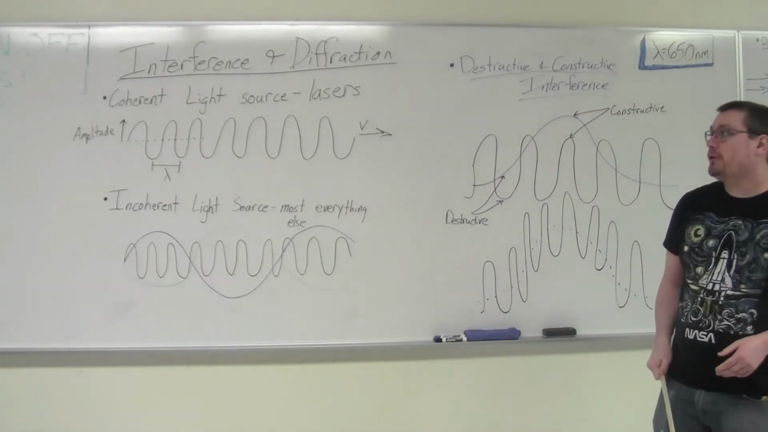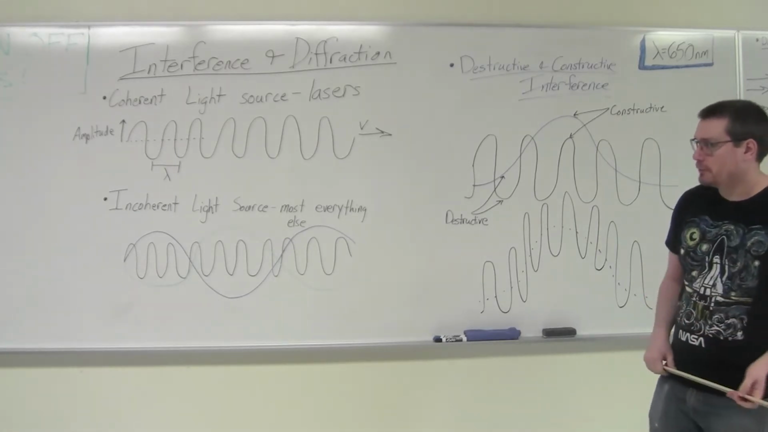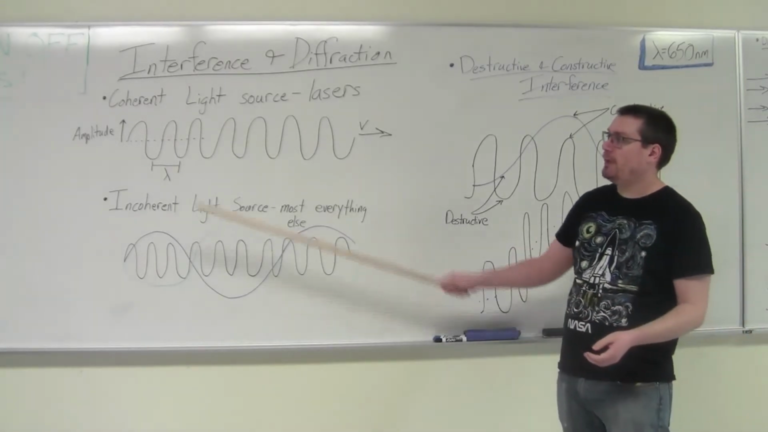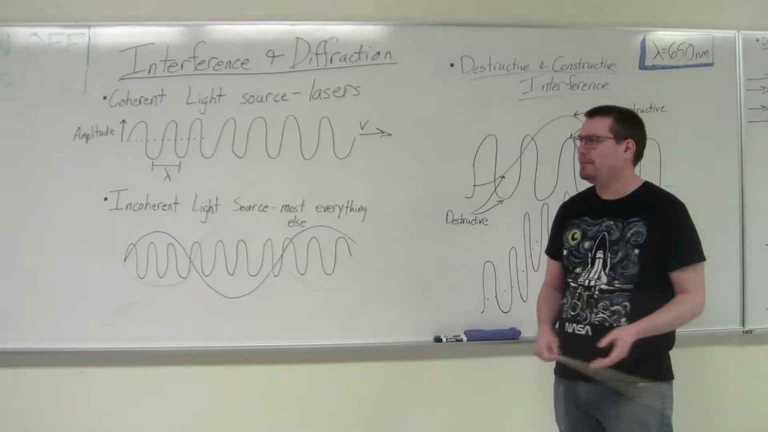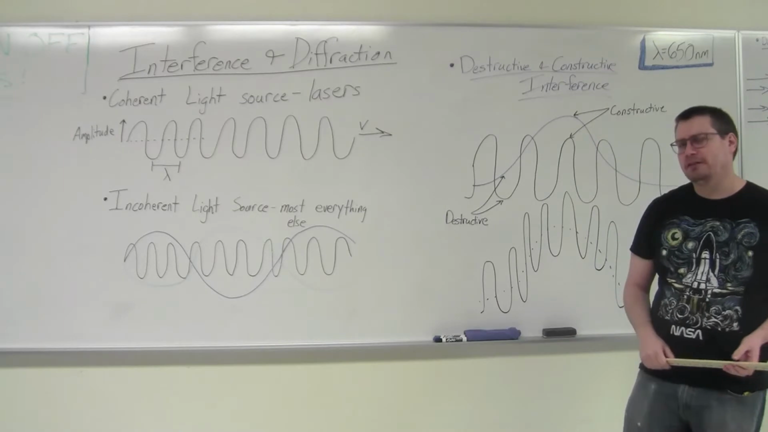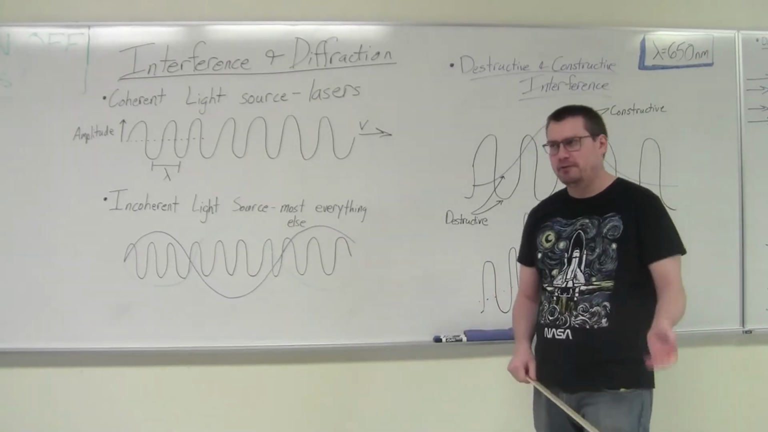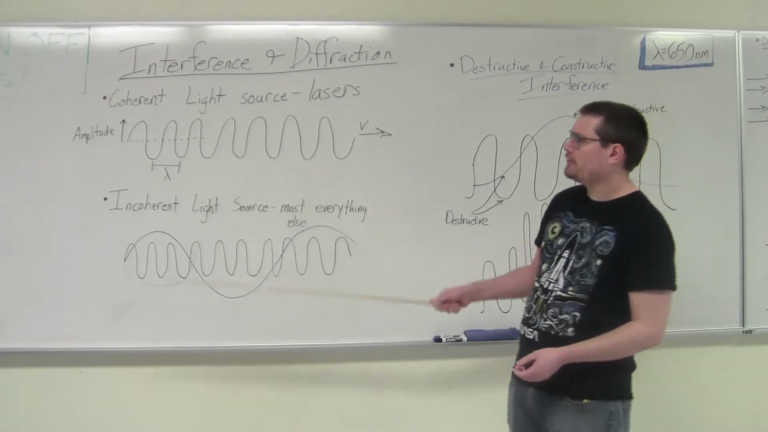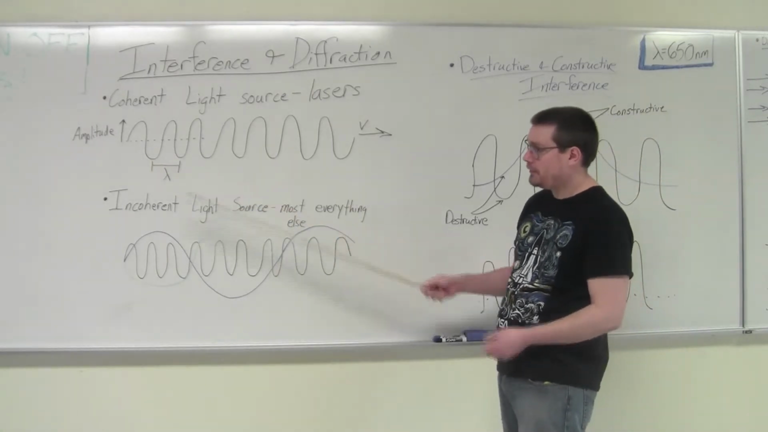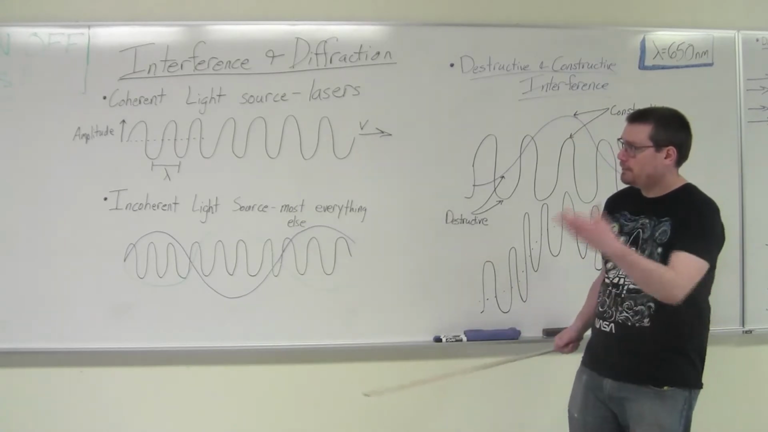The first thing we need to talk about when talking about interference and diffraction of light is the types of light sources we'll be working with. Now there's two main types that we'll be working with today. Coherent light sources, which you usually find in lasers, and incoherent light sources, which pretty much everything else is made up of.